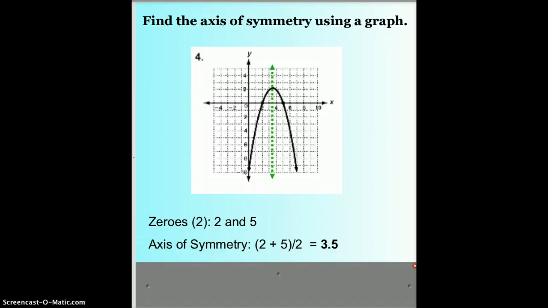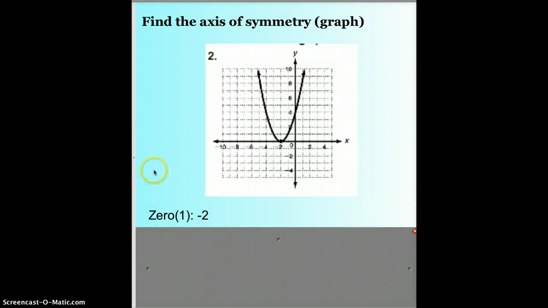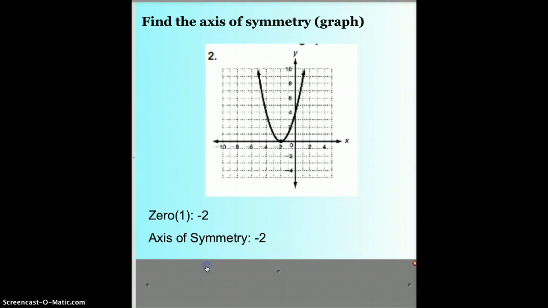Let's look at another one. Here, I first have to find my zeros. It looks like I only have one, -2. And because of that, I use that as my axis of symmetry. That's where the graph is symmetrical in two halves. So the axis of symmetry is also -2. And you can see that cuts the graph in half perfectly.